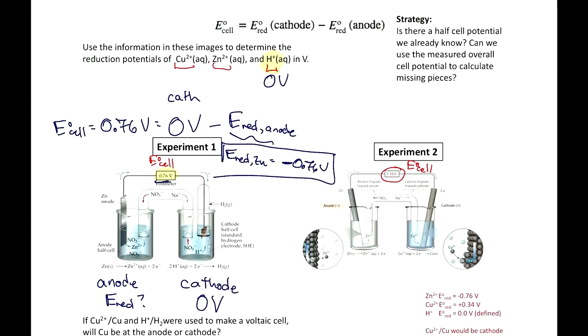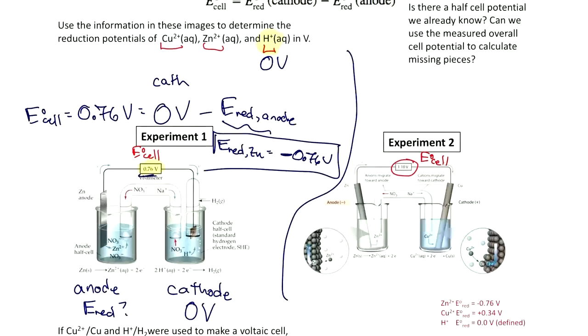So here we have a different composition of our anode and our cathode. This time it's zinc and copper. So again, anode is on the left side, cathode is on the right side. We actually already know the reduction potential of our anode of zinc. In this case, it's negative 0.76 volts. We already got that from experiment 1.